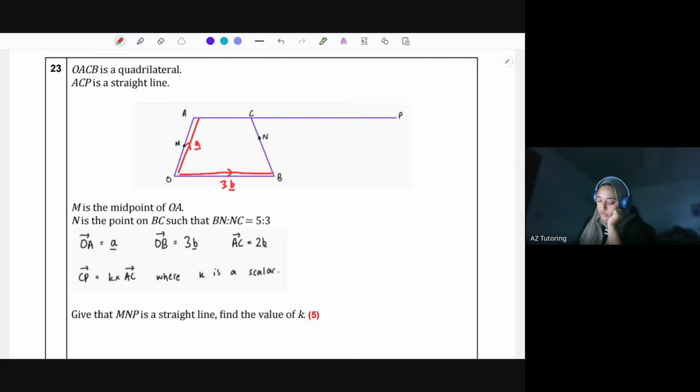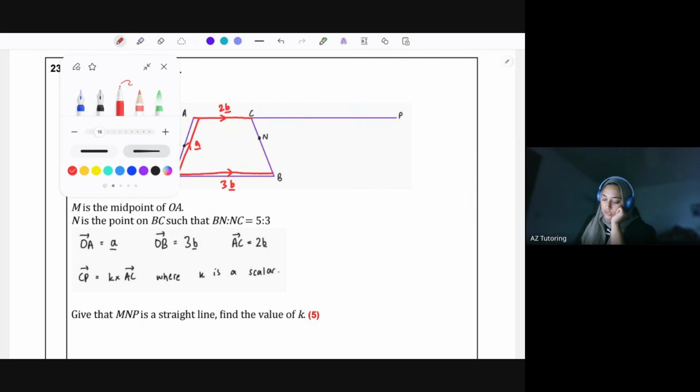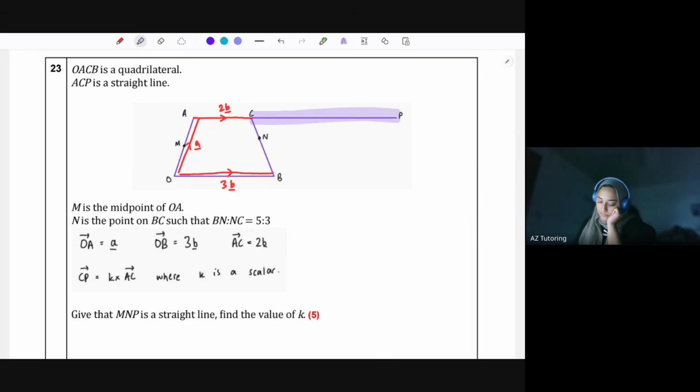And then AC is 2b, so A to C, that's just 2b. Okay, I'm just going to label it on the diagram just so I can see that visually as well. CP, so C to P, this section here, I'm going to highlight it, is k times AC, where k is a scalar. So you're timesing by that number, which is going to multiply that out of AC, which makes sense. It's all on a straight line, ACP. And I'm guessing we need to find out what k is.